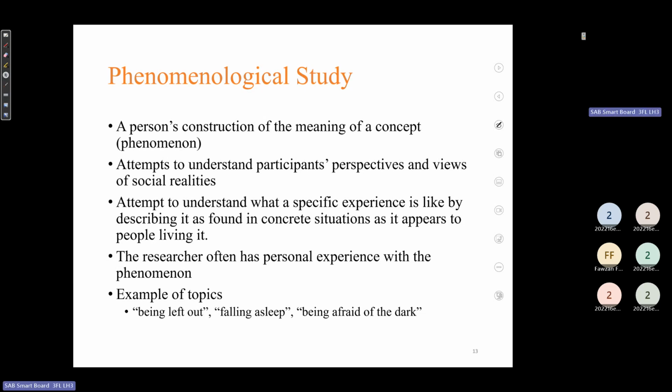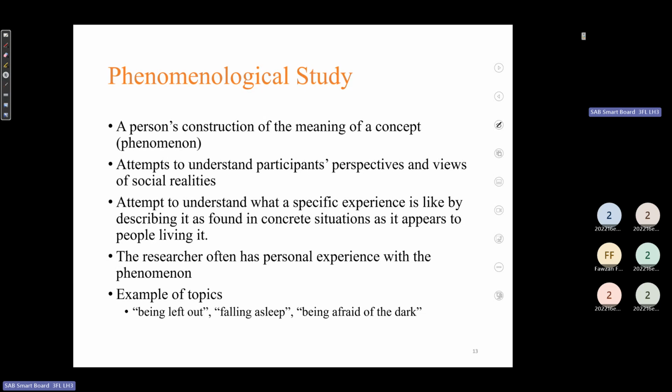So under phenomenology, what you take is a concept, and you describe different people's perspectives. What we see in different things is looked at differently by different people. So that's what we do under a phenomenological study: a person's construction of the meaning of a concept. Different people construct the meaning of the same thing in different ways.